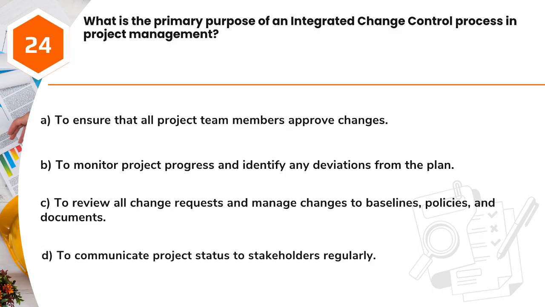Question 24. What is the primary purpose of an integrated change control process in project management? A. To ensure that all project team members approve changes. B. To monitor project progress and identify any deviations from the plan. C. To review all change requests and manage changes to baselines, policies, and documents. D. To communicate project status to stakeholders regularly.